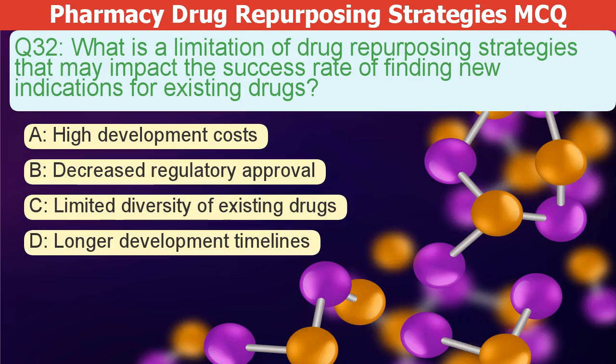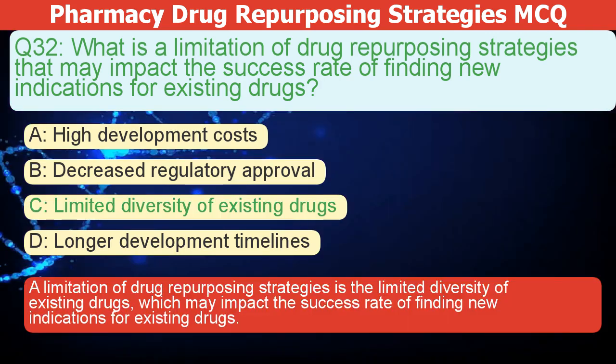What is the limitation of drug repurposing strategies that may impact the success rate of finding new indications for existing drugs? A. High development costs. B. Decreased regulatory approval. C. Limited diversity of existing drugs. D. Longer development timelines. The correct answer is C. A limitation of drug repurposing strategies is the limited diversity of existing drugs. This may impact the success rate of finding new indications for existing drugs.